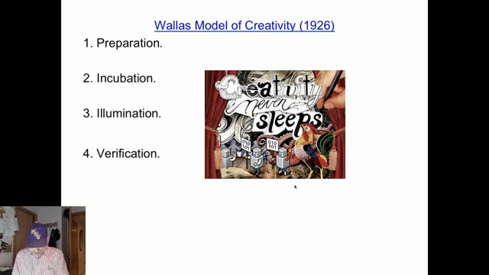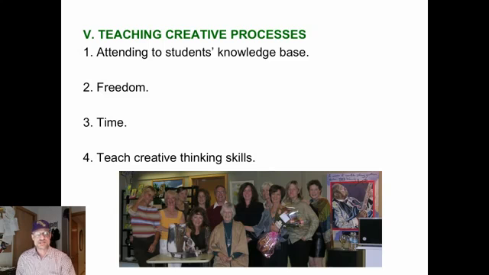And number 4 is verification. This is where you evaluate and refine. This is where the creator tests ideas, concepts, or solutions. If you're writing a paper, you edit and you get other people to give feedback. 4 stages of creativity, the Wallace model.